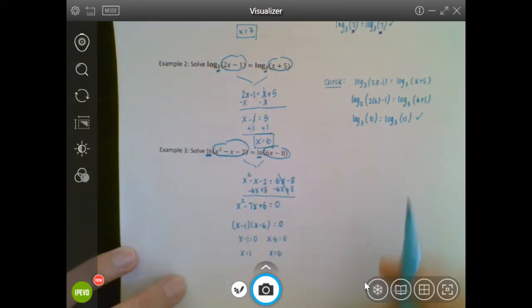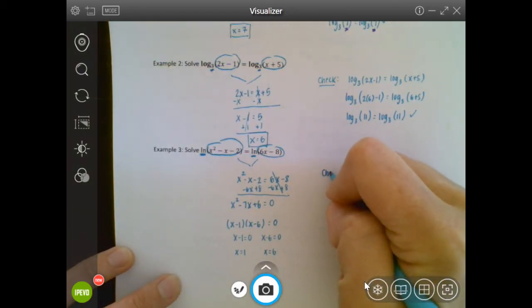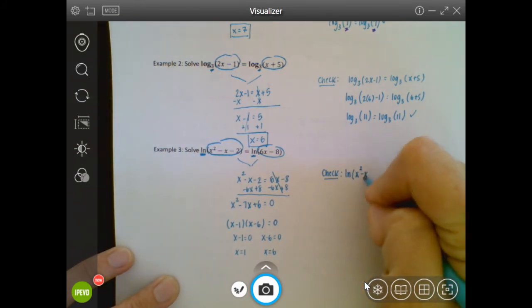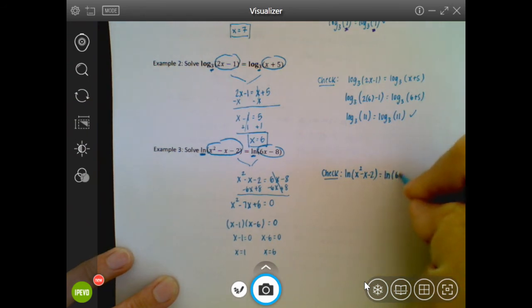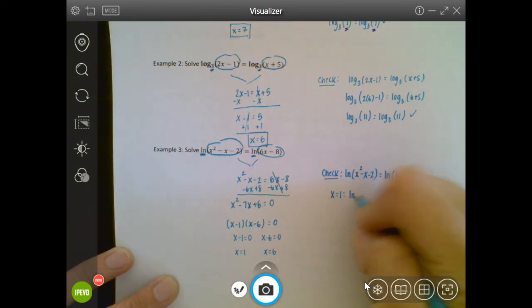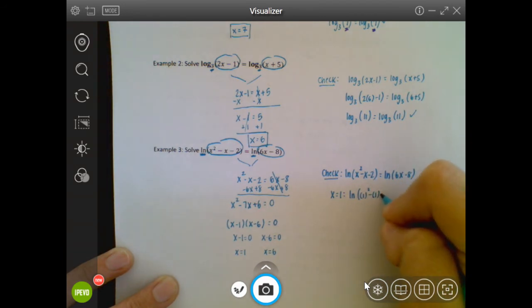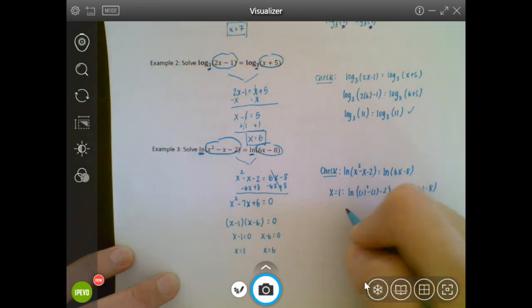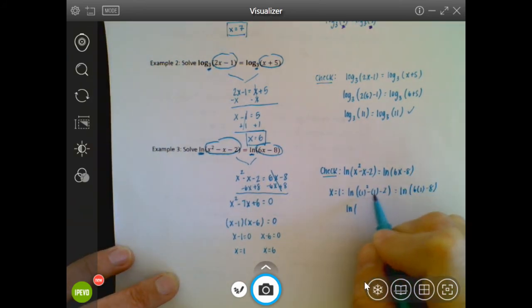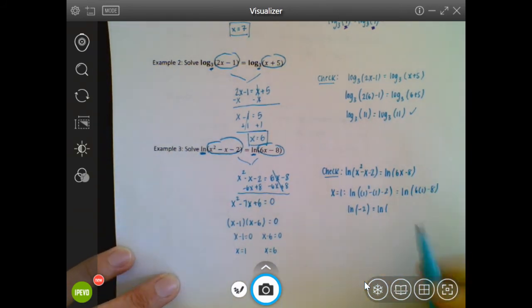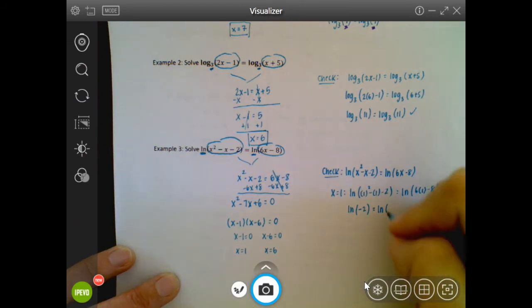But again, I want to make sure that I'm checking these to see if they both work. And I'm going to use my original equation again. So ln of x squared minus x minus 2 equal to ln of 6x minus 8. I'm going to check my x equal to 1 first. So I'll go ahead and substitute in 1 for any x value that I have here. So 1 squared minus 1 minus 2 equal to ln of 6 times 1 minus 8. So when I simplify this, 1 minus 1 is 0, minus 2 gives me a negative 2. And 6 times 1 is 6, minus 8 is negative 2.